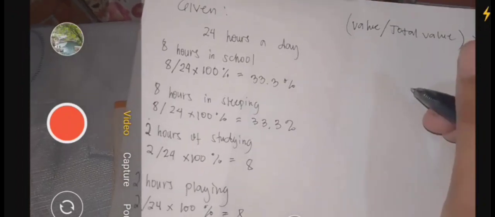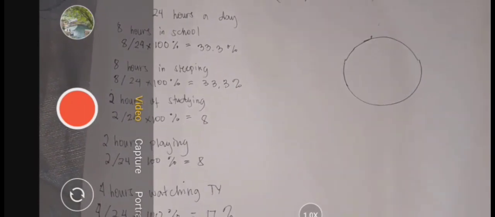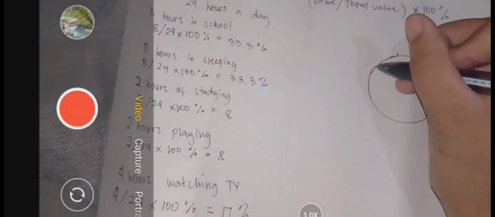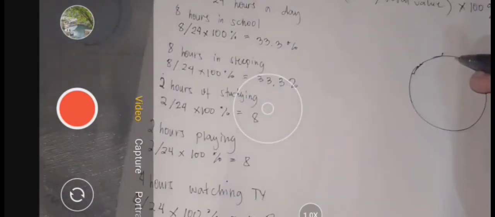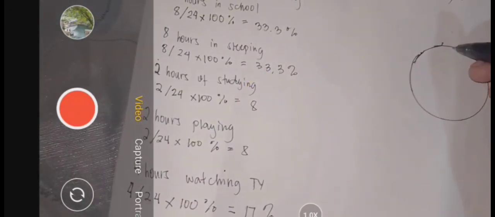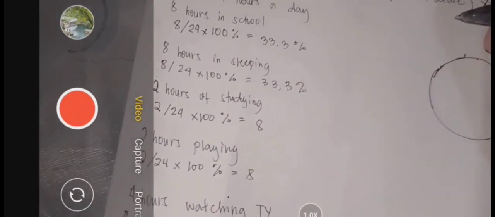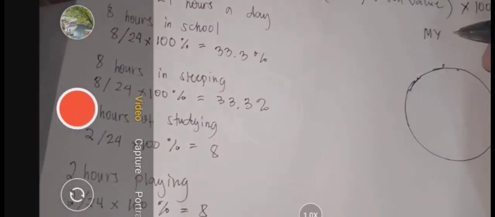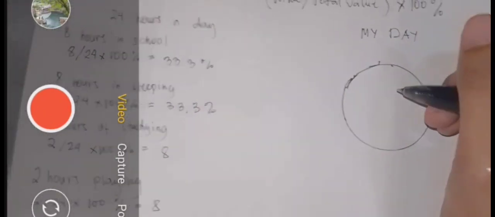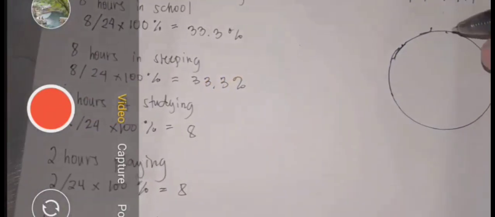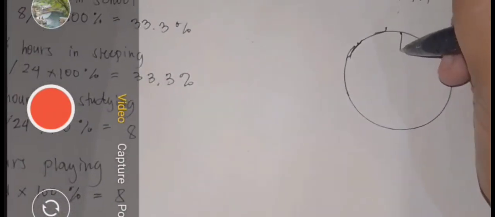So after getting the percentage of each given, let us now create the pie graph or the circle graph. To create the pie graph, let us create a circle first. Let us now divide the circle. Let's have the title first: My Day. Okay, for the first given is 33.3%. Let's now divide here.